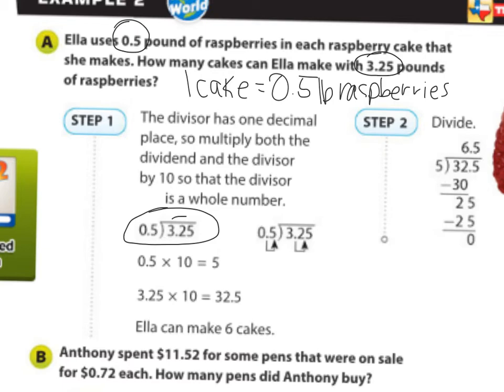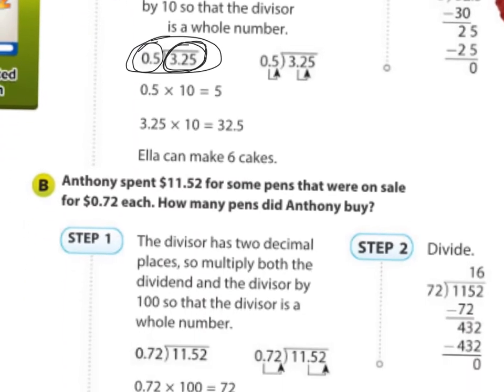Here's the whole amount of raspberries that they're dividing up, 3.25 pounds. That's the dividend. And they're seeing how many groups of half a pound there are in that. Okay, we're not going to work that right now. I just wanted you to see what a real life problem looks like.